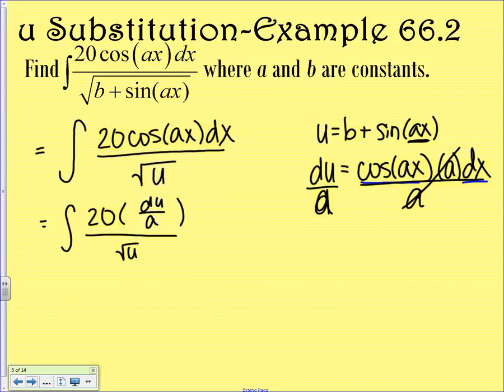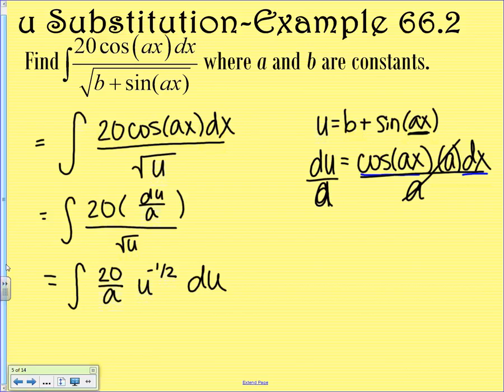So now that we've made that substitution, everything is in terms of u. It also does have an a, but a is just some number here. So I'm going to go ahead and rewrite this. I'm going to have 20 over a, and then I'm going to have u to the negative 1/2, because I'm going to move it up to the numerator, and then du.